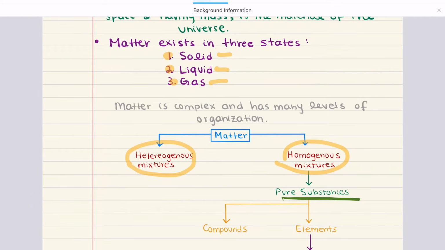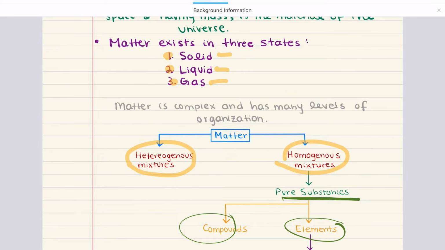Pure substances have a uniform and definite composition, and they can be further classified into elements and compounds. Elements are substances that consist of only one type of atom, and they cannot be decomposed into simpler substances by chemical means. So think about hydrogen, carbon, oxygen, gold. These are elements. Elements are the building blocks of all matter, and they're listed in the periodic table based on their atomic number.